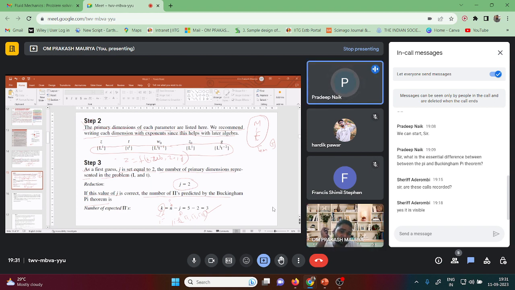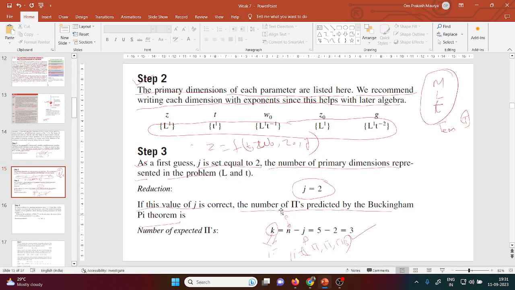As you like, sir. Okay. I am thinking the step is more important than the question, because the step concept is very, very important for any kind of thing. Yes, sir.